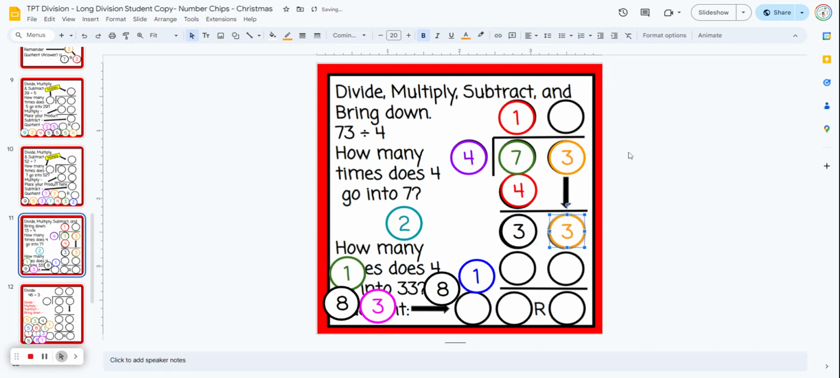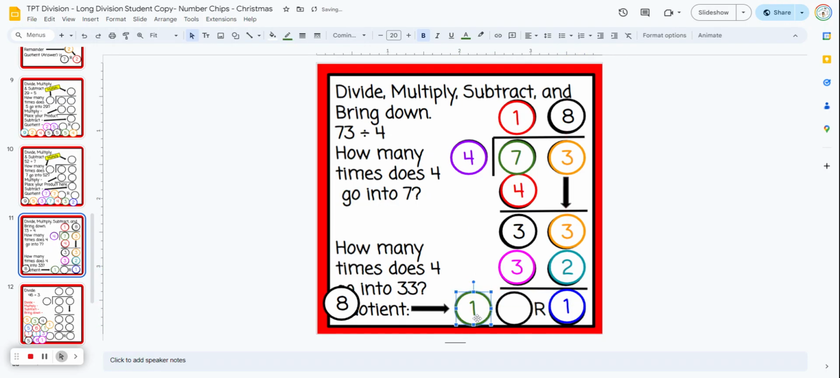Now they're going to start the steps all over again. Divide, 4 goes into 33 8 times. You're going to multiply these numbers on the outside. 8 times 4, get 32. Subtract, and they have their answer, their quotient of 18, remainder 1.